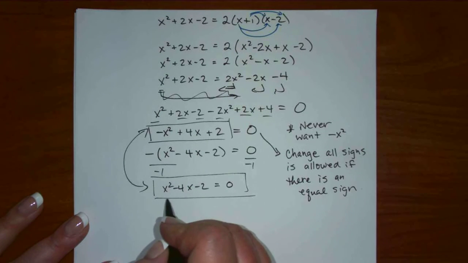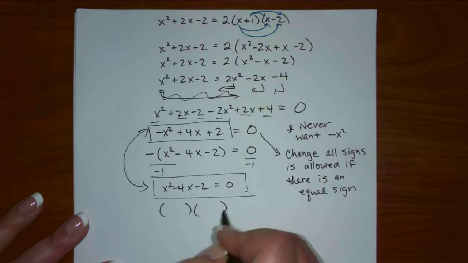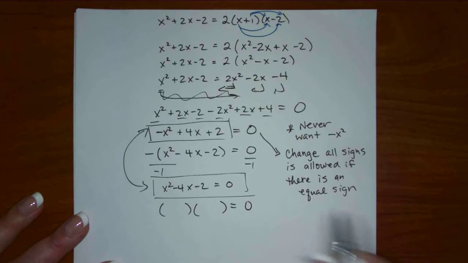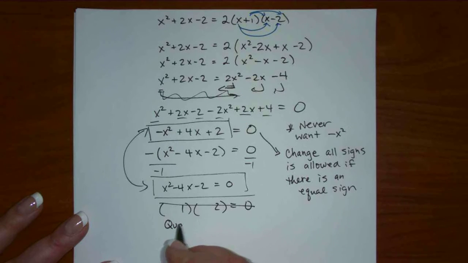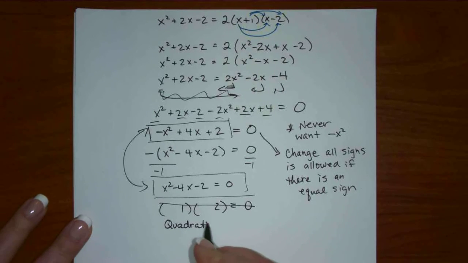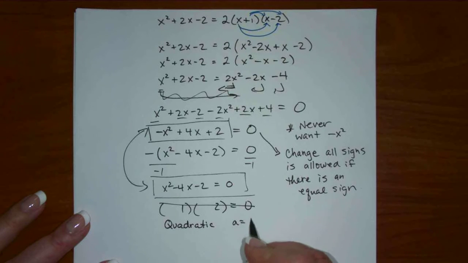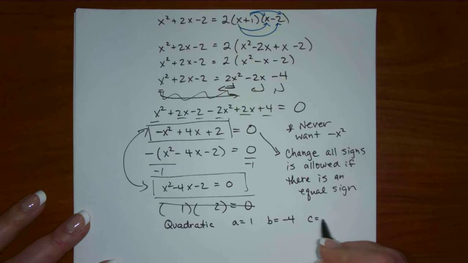Does this factor? Two numbers that multiply to give 2: 2 and 1. Do they add to give 4 or subtract to give 4? No. So we need to use the quadratic equation. So A is 1, B is -4, C is -2.